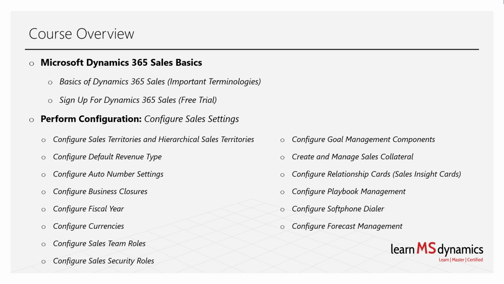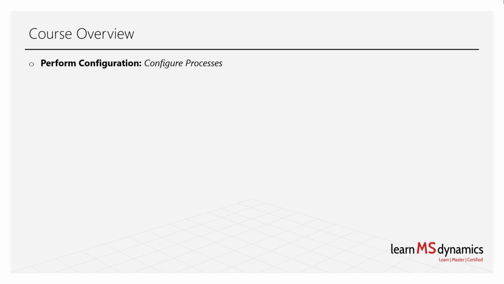So this is all about configuring sales. This is the first section. Then you will learn about configuring processes. So you will learn how to configure record creation rules. When you have any incoming activities like emails, you can configure the system to create records automatically without doing it manually. So you can define record creation rules.